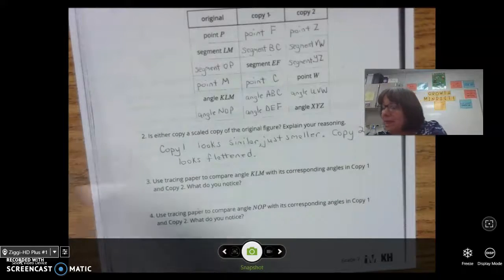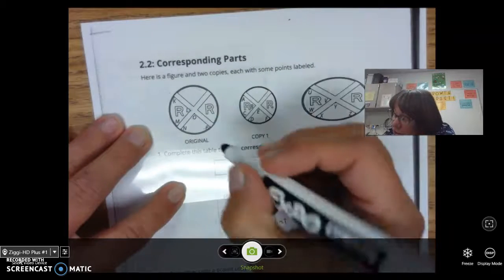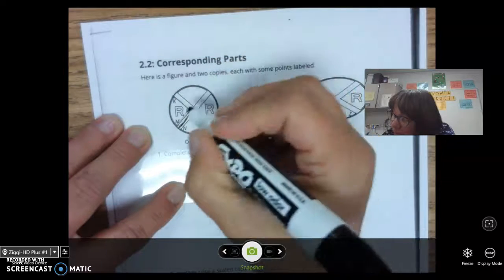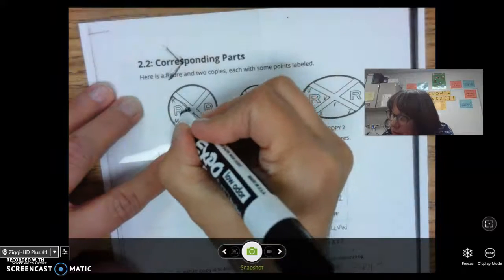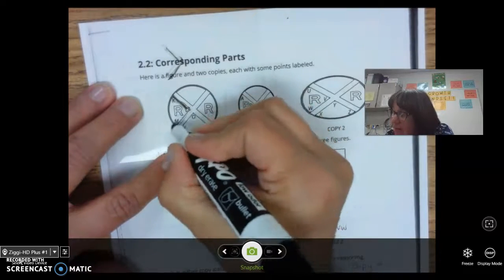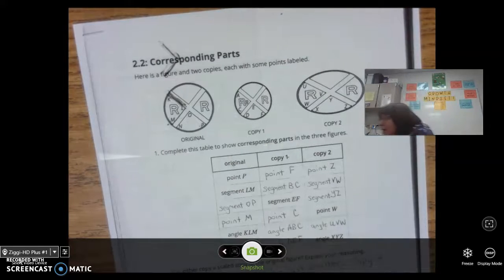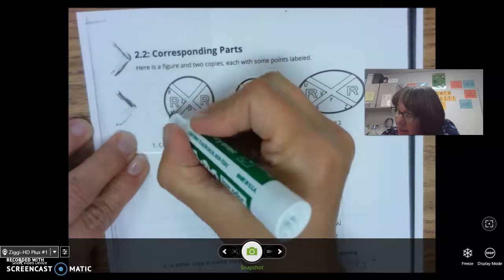So let's just take a piece of tracing paper here. I have an overlay, and I'm going to put it on top of the original, and I'm going to sketch KLM. I don't know why that isn't working. Let's try it here. KLM. I'm going to have to get a different one, I think. Let me just be right back. Okay, we're going to try this one. We've got KLM.